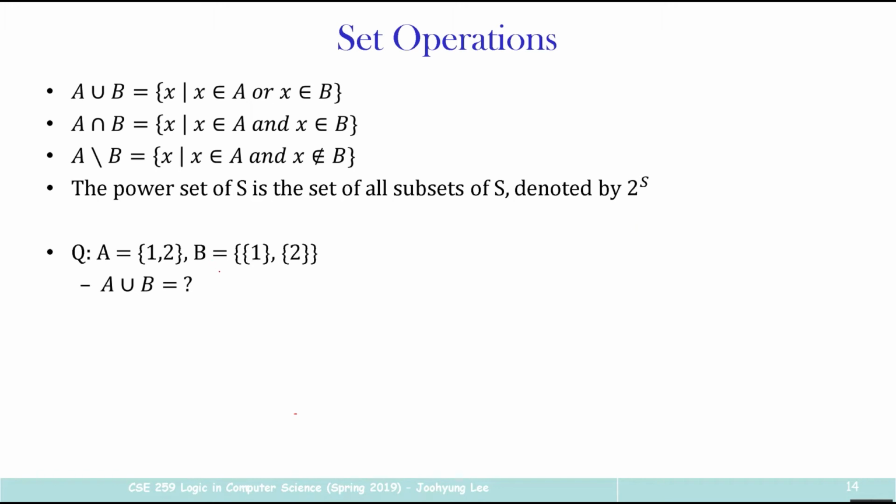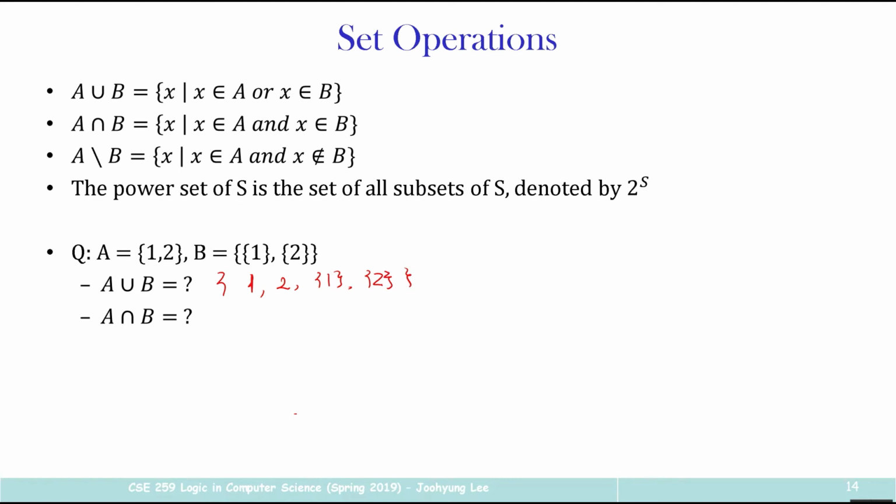Okay, so let's see. According to the definition, you have to pick members from each of their sets, right? So A has 2 elements, 1 and 2. B has 2 elements, but these elements are different from the elements in A. So it has singleton set 1, singleton set 2. So there will be 1, 2, singleton set 1, singleton set 2. Okay, so there are 4 elements there.